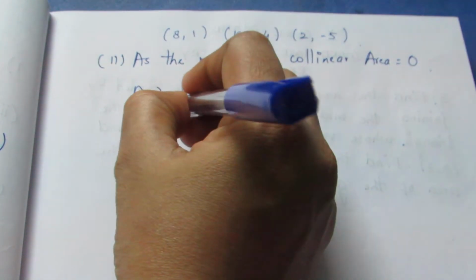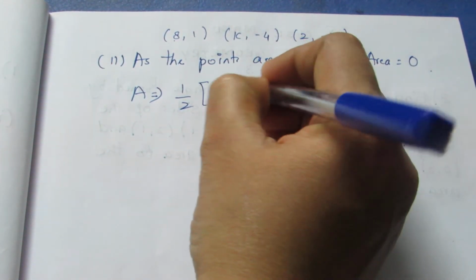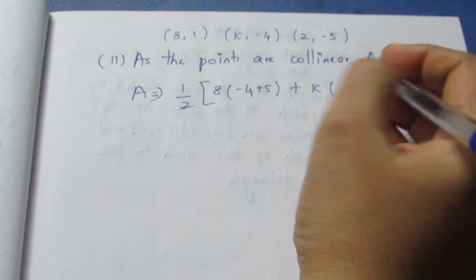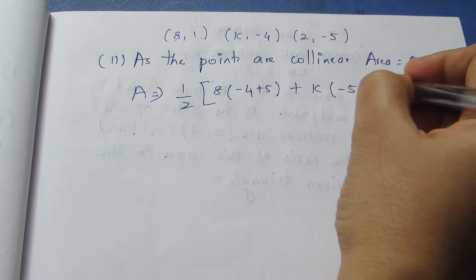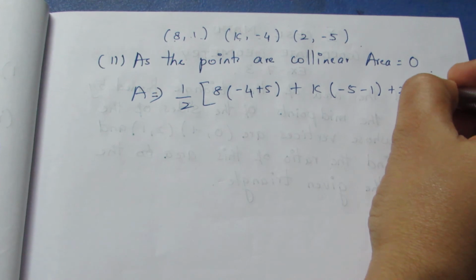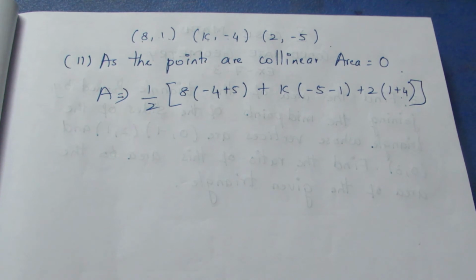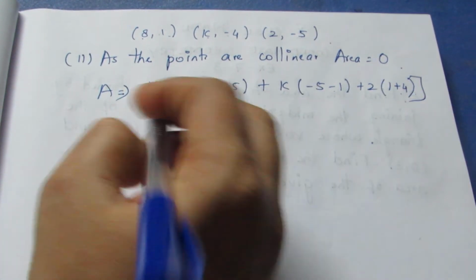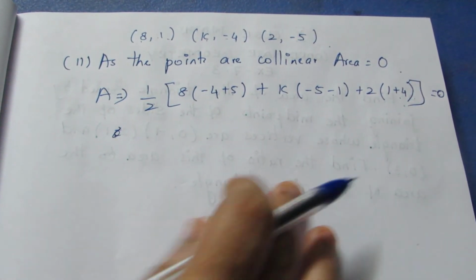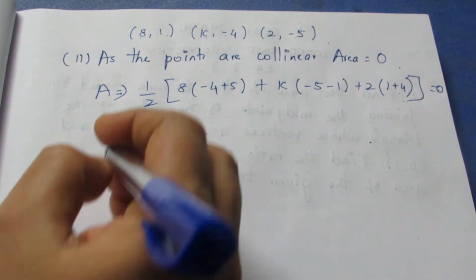Area is half into 8 into (minus 4 plus 5), now plus k into (minus 5 minus 1), now plus 2 into (1 plus 4). Minus means we need to change the sign of the second number. We can do it fast, just change the second number's sign. Now this is equal to 0. If half goes to the other side, it comes as into 2, and 0 into 2 is 0, so you can directly write equal to 0.